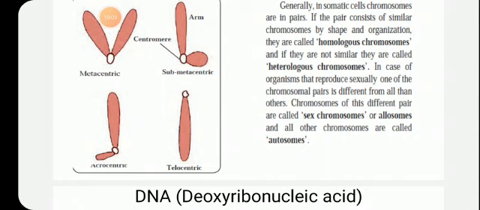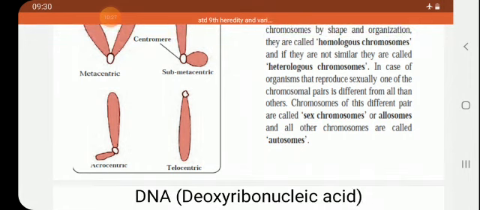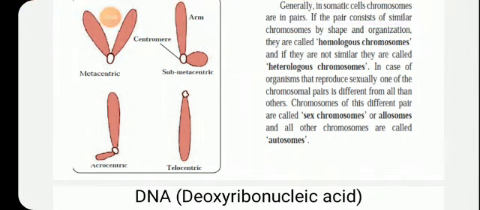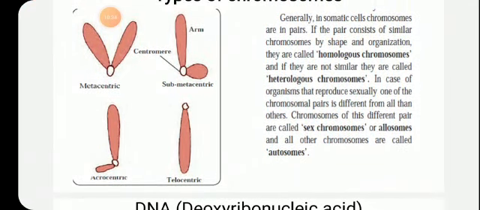It is also called the allosomes. Keep in mind the words allosome and autosome. Somatic chromosomes are said to be autosomes, while the sex chromosomes are said to be allosomes. Children, this is all about the structure of chromosomes, the types of chromosomes, and how they are present in the organism, especially in humans. Homologous and heterologous chromosomes are the autosomes and allosomes respectively. Thank you, children.